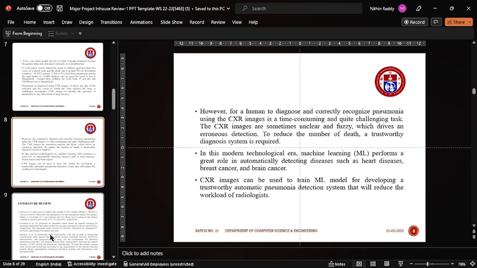However, for a human to diagnose and correctly recognize pneumonia using CXR images is a time-consuming and quite challenging task. The CXR images are sometimes unclear and fuzzy, which drives erroneous detection. To reduce the number of deaths, a trustworthy diagnosis system is required. In this modern technological era, machine learning performs a great role in automatic detection of diseases such as heart disease, breast cancer, and brain cancer.